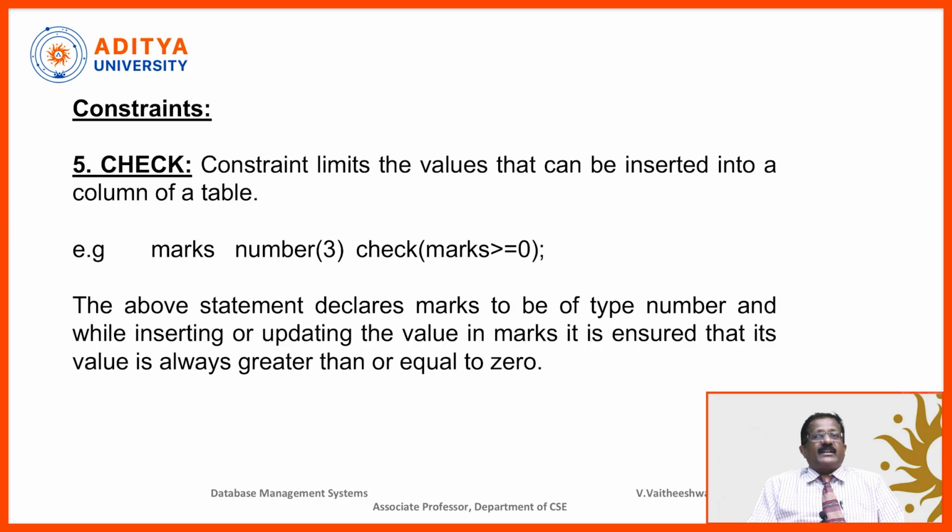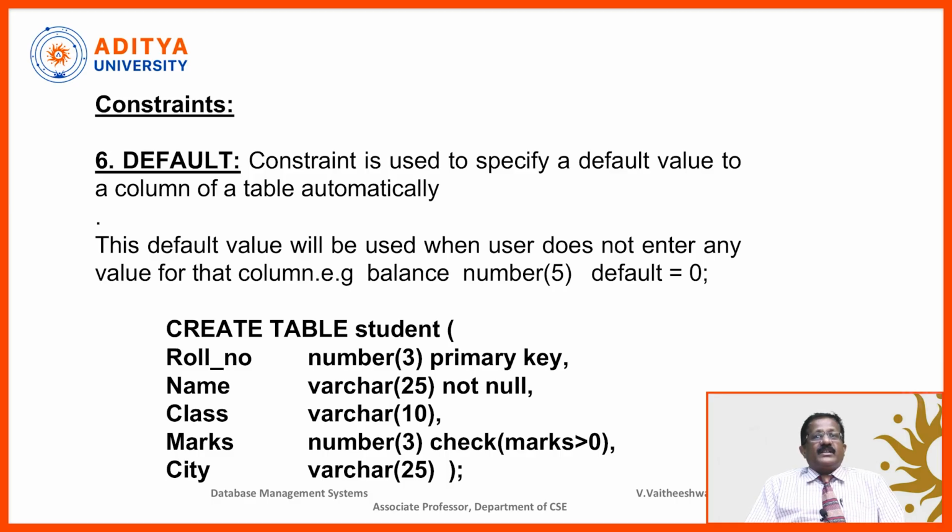And the fifth one is check. The check constraint limits the values that can be inserted into a column of a table. Example, marks number(3) check marks greater than or equal to 0. The above statement declares marks to be of type number, and while inserting or updating the value in marks, it is ensured that its value is always greater than or equal to 0. Constraints, default. The default constraint is used to specify a default value for a column of a table automatically. This default value will be used whenever the user does not enter any value for that column. Balance number(5) default 0.